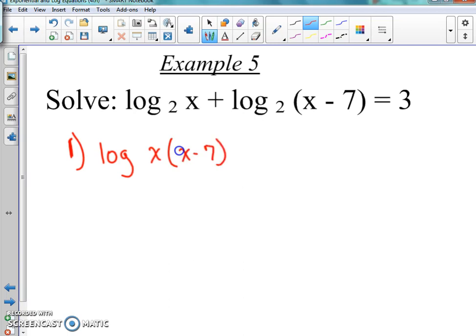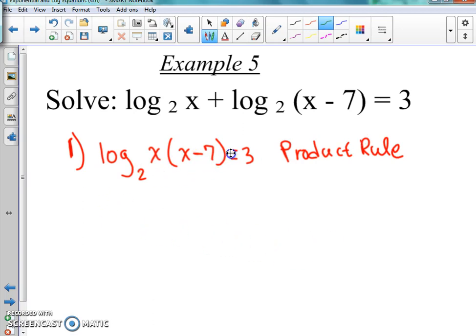And why is it times again? What rule do we use? We use the product rule. So you gotta know those rules. The product rule, the quotient rule, the power rule. Gotta know them all. Okay.